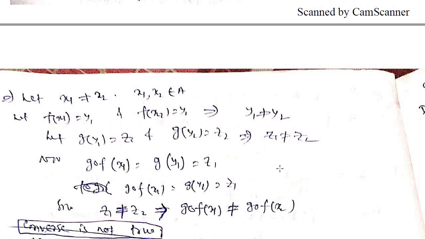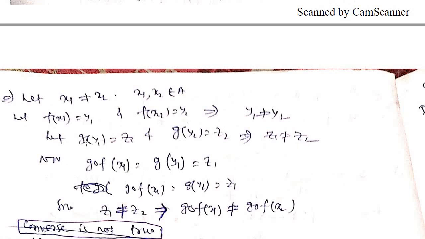Since f is injective, f(x1) not equal to f(x2). So let's say f(x1) equal to y1 and f(x2) equal to y2. So obviously, since f is injective, y1 not equal to y2. And since g is a mapping from B to C, and y1, y2 obviously belong to B because f is mapping from A to B, since g is injective, y1 not equal to y2 implies g(y1) not equal to g(y2). We have taken g(y1) equal to z1, g(y2) equal to z2. So when we have taken x1 not equal to x2, we have proved that z1 not equal to z2.